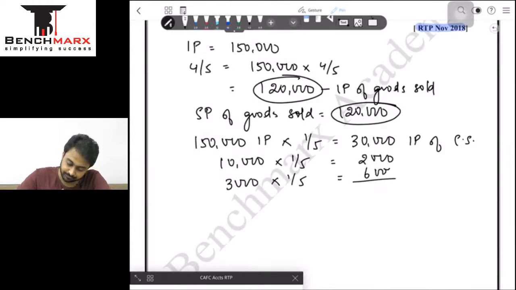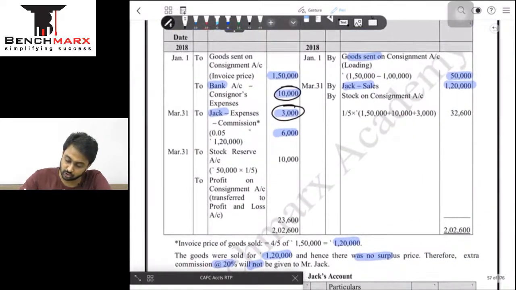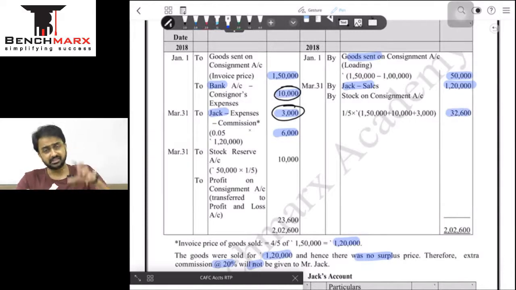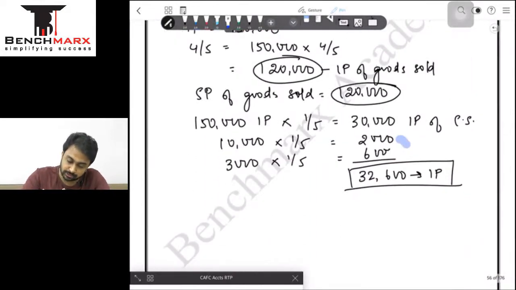So can I say 32,600 is going to be the IP of the closing stock? This should come in by closing stock as 32,600, which has already come here. But since the closing stock is at invoice price, I have to reverse the loading content. Loading content is not in these two amounts because they are already at cost.